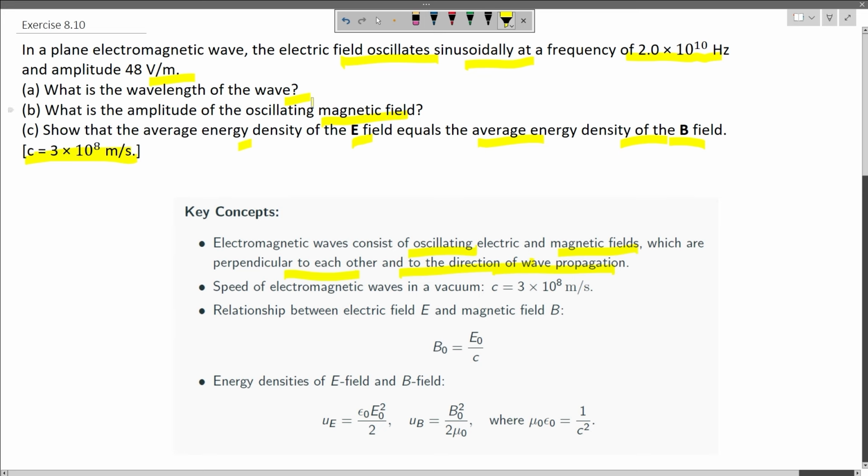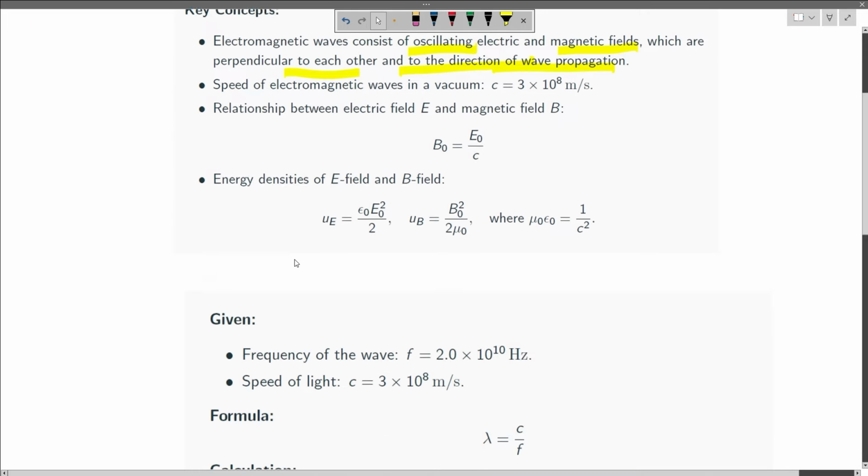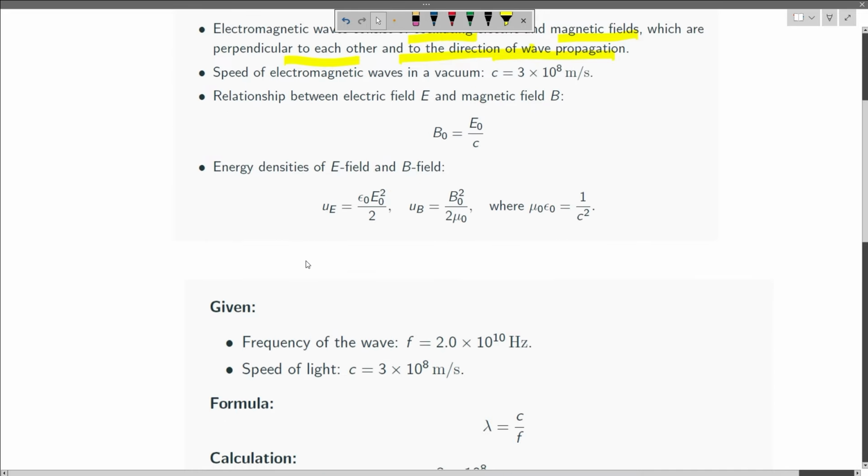Here we have to find the wavelength of the wave, lambda, and the amplitude of the oscillating magnetic field, that is B naught. We also need to show that the average energy density of the electric field equals the average energy density of the magnetic field. The formula for calculating wavelength is the speed of the wave divided by frequency.